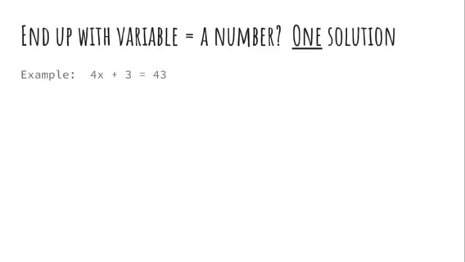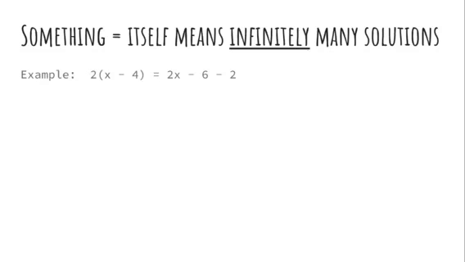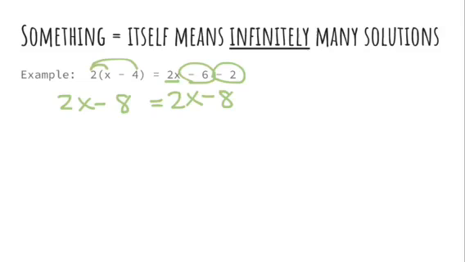Let's go ahead and look at the next example. If you ever end up with something equal to itself, it means there's infinitely many solutions. Let's see what happens here. I'm going to distribute and get 2x minus 8 equals, I'm going to combine like terms. There's no other x's. 2x minus 8. Wait a second. At this point, I see that I have something equal to itself. Well, let's see what happens next.